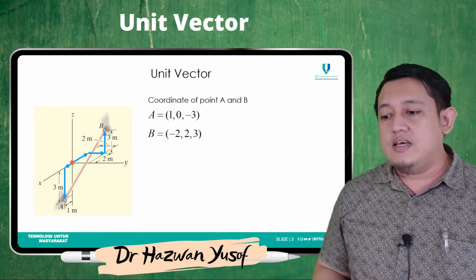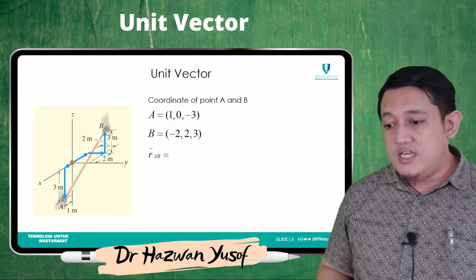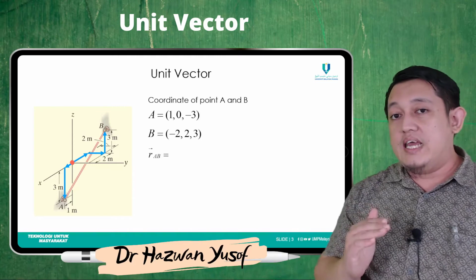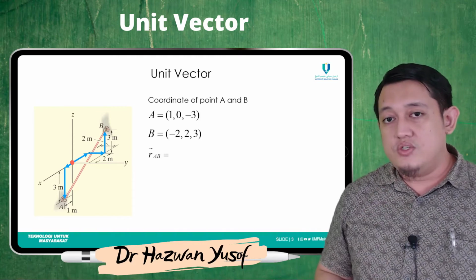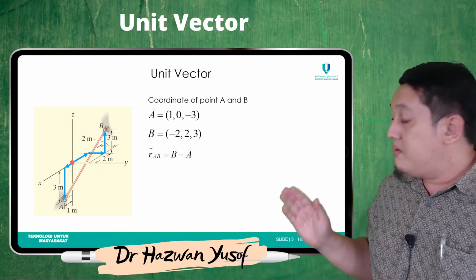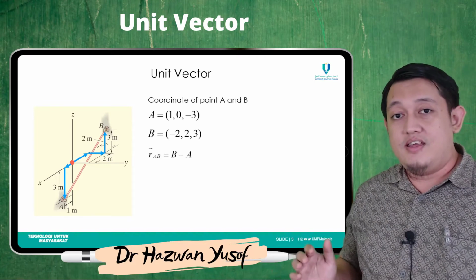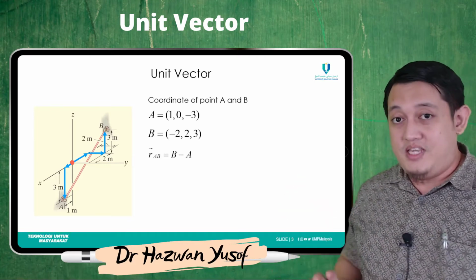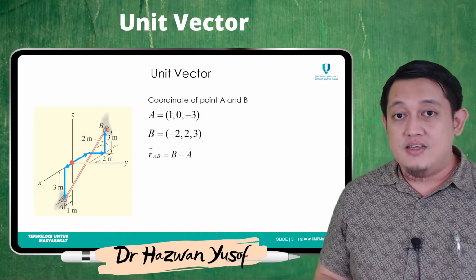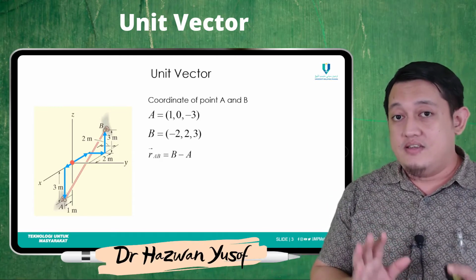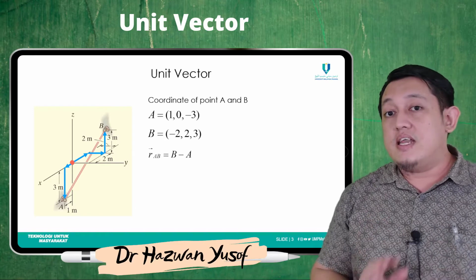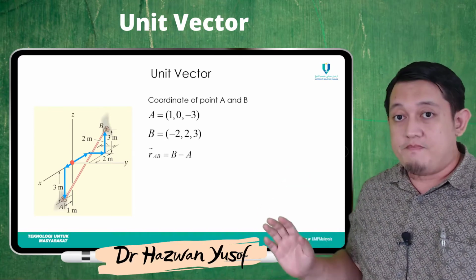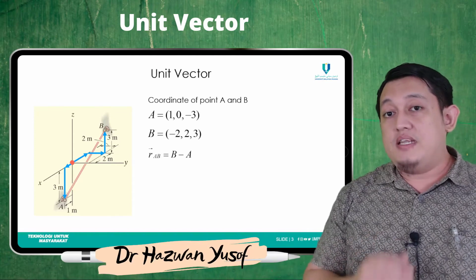How to calculate the direction, which is this one, RAB? To calculate the direction, we must use coordinate B minus coordinate A. Do not use A minus B. You will get the wrong answer. Why? I will show you later. Again, to calculate the direction of A to B, we must use coordinate B minus A. Now, let's try to do B minus A.